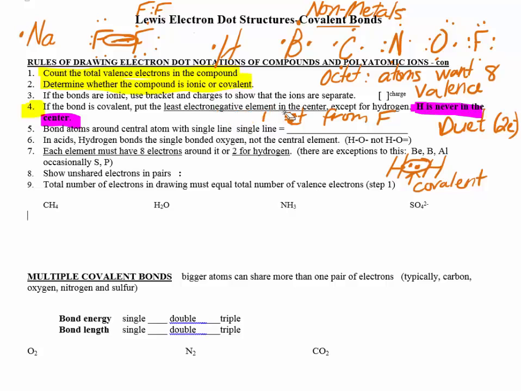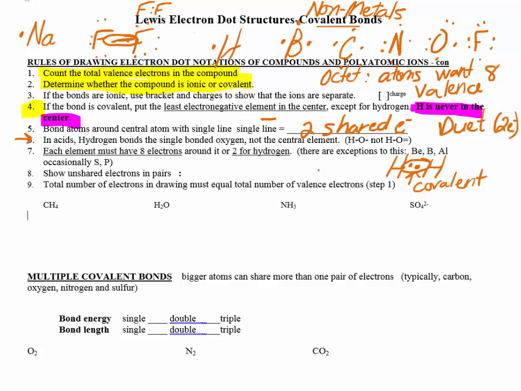We get tired of writing all of those, so we say a single line equals 2 shared electrons. One line equals 2 electrons. So we count that. The acids, let's not worry about that now. We'll come back when we start doing acids. What you need to do is get 8 electrons around it. Most important thing, 8 electrons. There are some exceptions and we'll come back and talk about these, but for right now, 8 electrons.